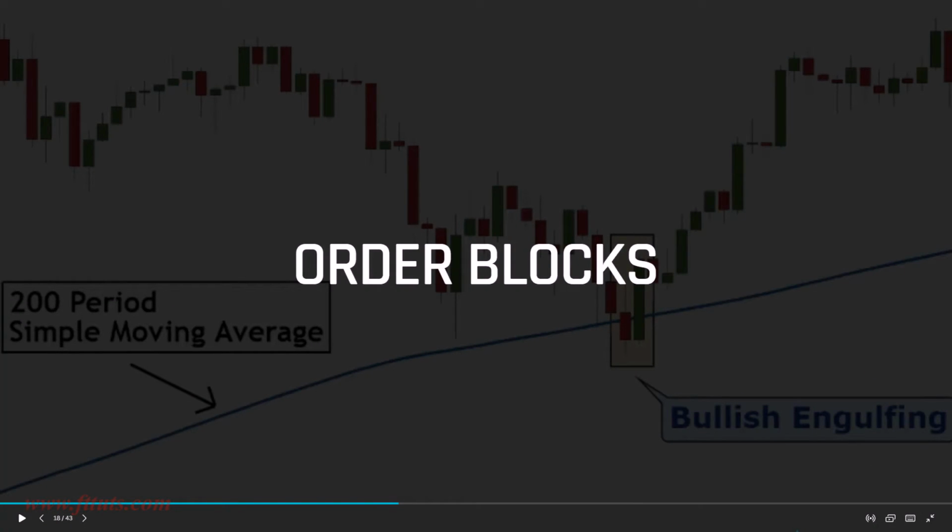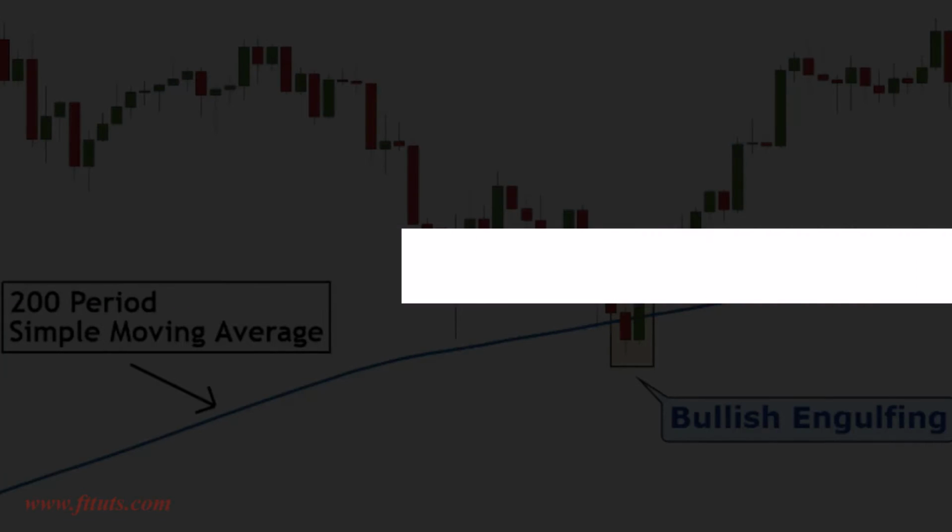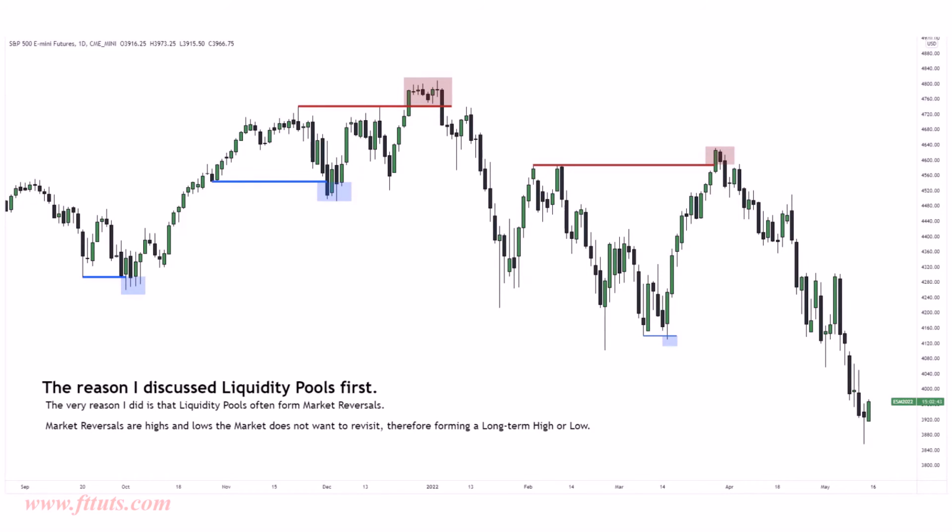So let's talk about order blocks now. So we just covered liquidity pools, and there's a reason I discussed liquidity pools first. The very reason I did is that liquidity pools often form market reversals. Market reversals are highs and lows the market does not want to revisit, therefore forming a long-term high or low.